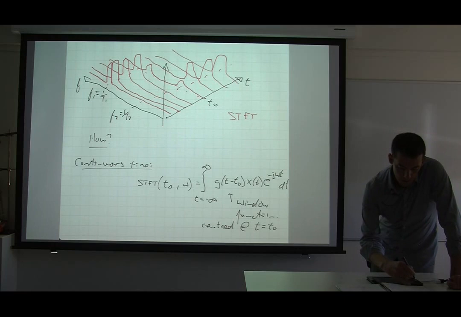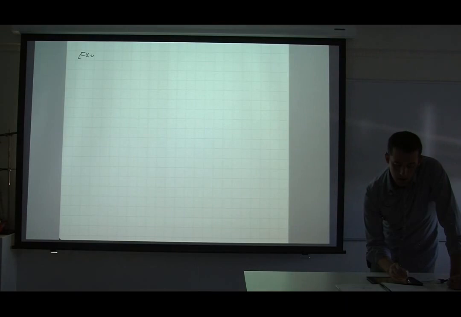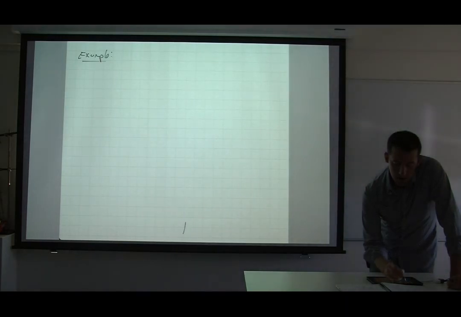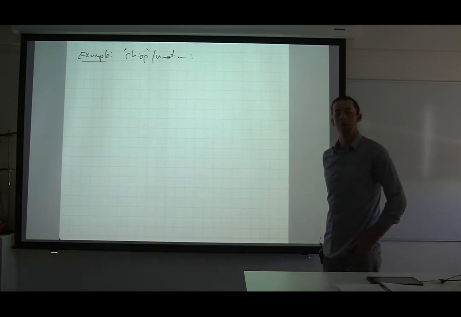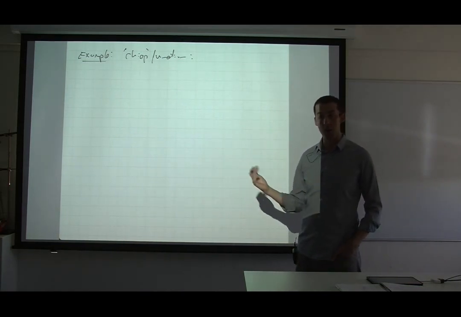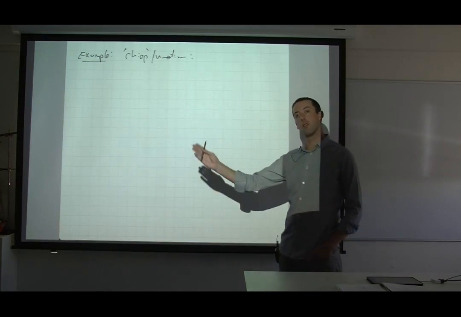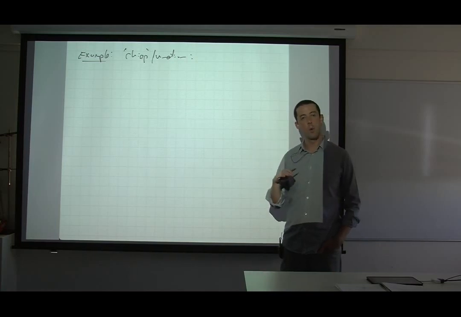All right, let's do an example, an illustration. So this is what's called a chirp function, and this is relevant to the lab today. I'm going to draw a chirp, which is a sinusoid whose frequency increases, so its underlying characteristics are changing with time. It's not stationary. Its frequency increases with time. So imagine a pure sound that rises in its pitch. That's the kind of sound you want to get.